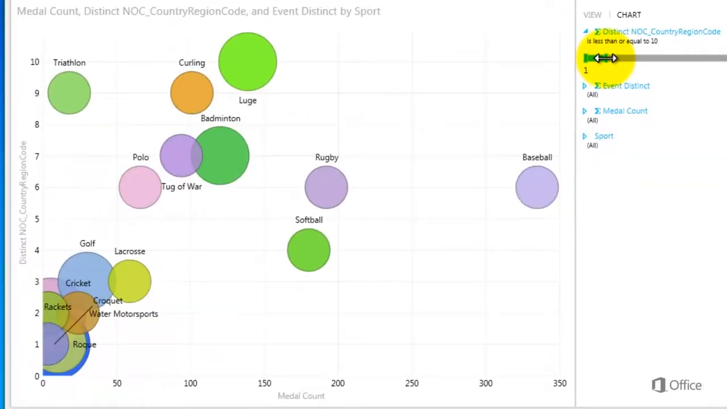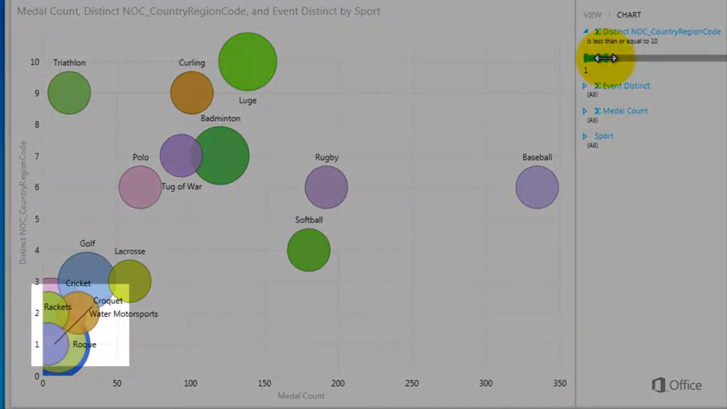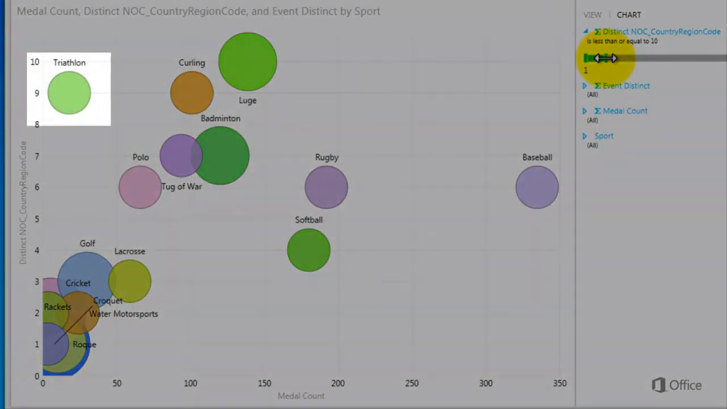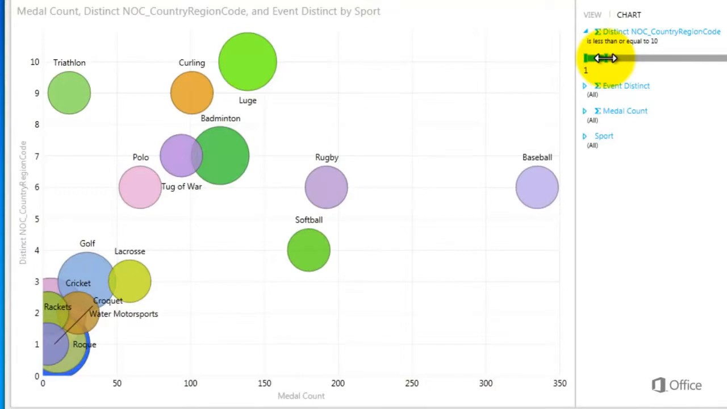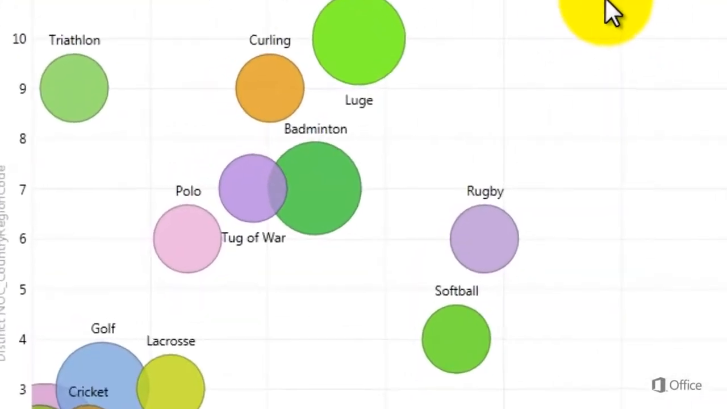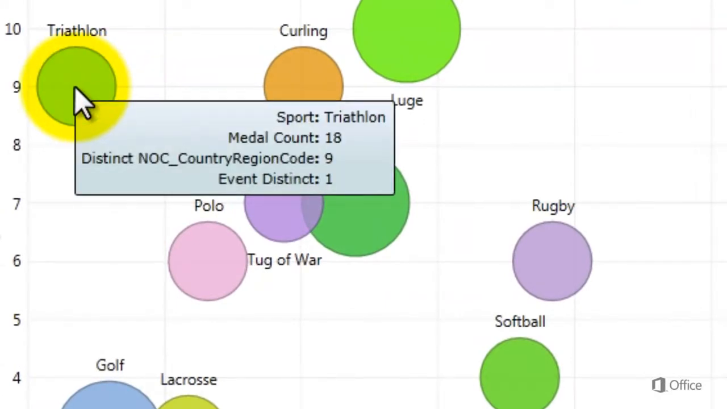What I see is an interesting combination of discontinued sports like croquet, newly added sports like triathlon, and sports with lots of medals awarded but only one event, like baseball. When I hover over triathlon, I learn that the sport of triathlon contains only one event. In the history of this sport at the Olympics, 18 medals have been awarded, and those medals have been spread out among 9 different teams.